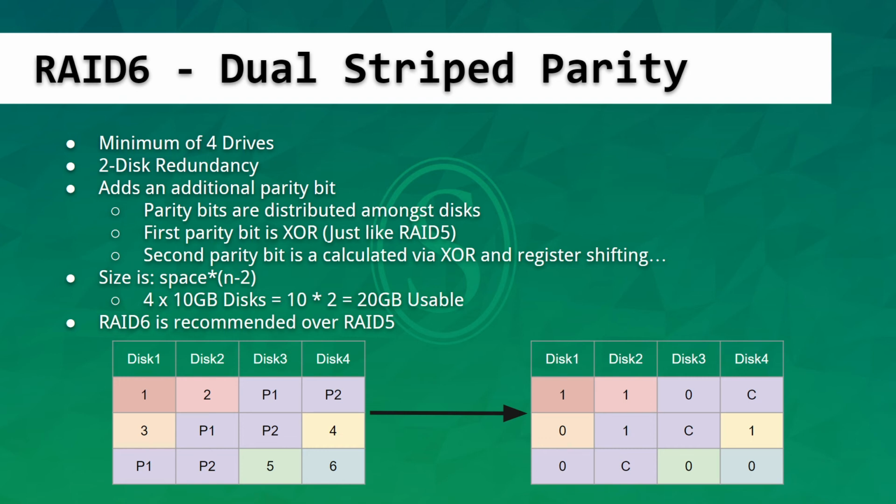the original first information bit and original second information bit from those. So it had to be different. You can't just store a copy of the parity bit. Because we have now effectively used 2 disks worth of capacity for parity information, again, it's staggered, the maximum usable size is going to be space times n-2, where n is the number of disks. So if we had 4 10 gigabyte disks, that will be 20 gigabytes usable, because we'll only take 2 disks into account.